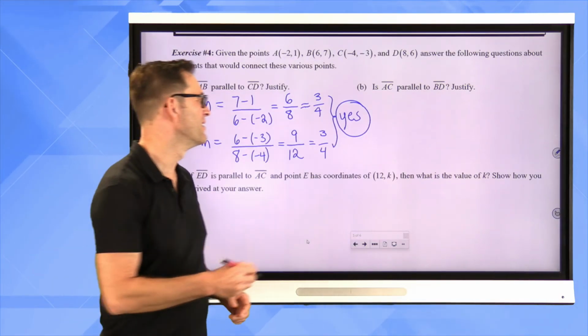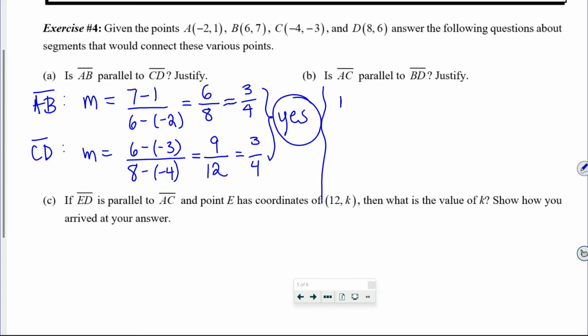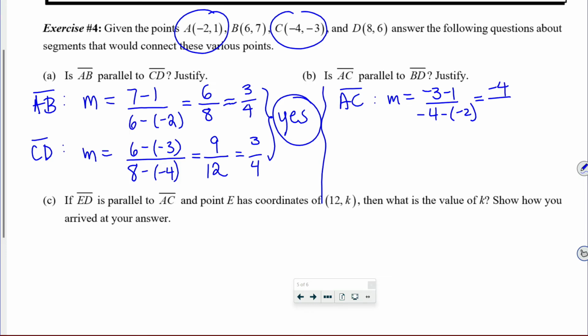All right, let's do it. So for AC, now this is a little bit trickier because I have to look at this point and this point, right? I really have to hone it in. So here, my M is going to be -3 minus 1, all divided by -4 minus -2. -3 minus 1 is -4, and -4 plus 2 is going to be -2. -4 divided by -2 is +2. So the slope of AC is +2.